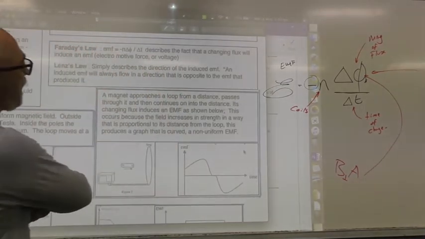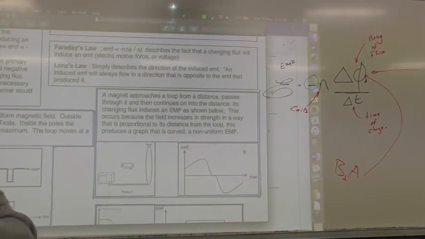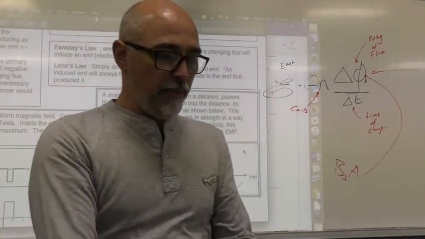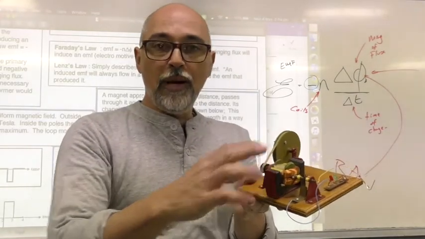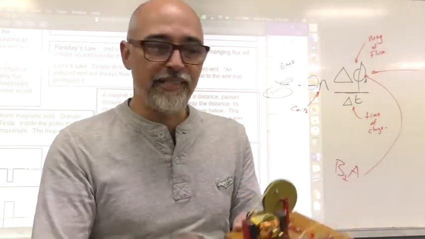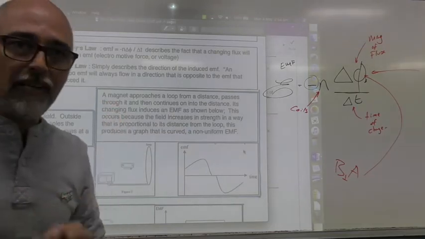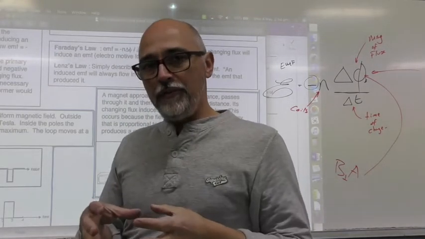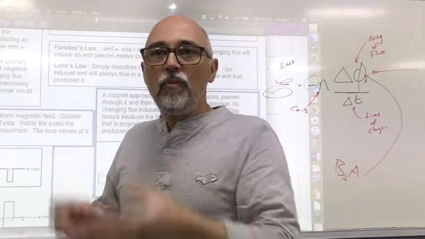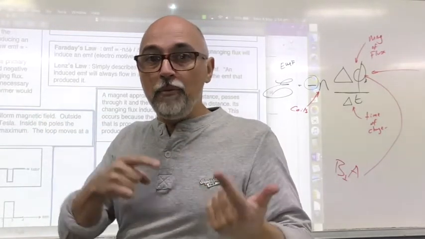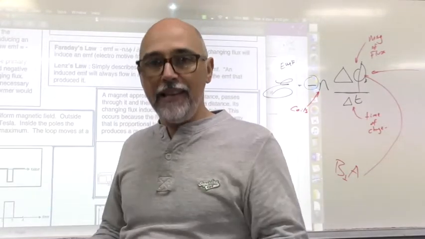So this describes the fact that a changing flux will induce an EMF, some voltage, okay? Now, what does Lenz's law tell us? Lenz's law simply describes the direction of the induced EMF. Now, an induced EMF, so this is when you spin these magnets, you are inducing an EMF, you're making electricity, okay? So, there are rules that govern how you change your flux, governs the direction in which the induced EMF will actually flow, okay? And that's based in Lenz's law, all right?